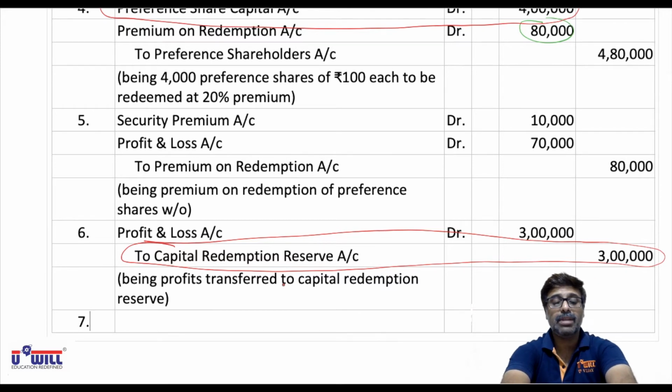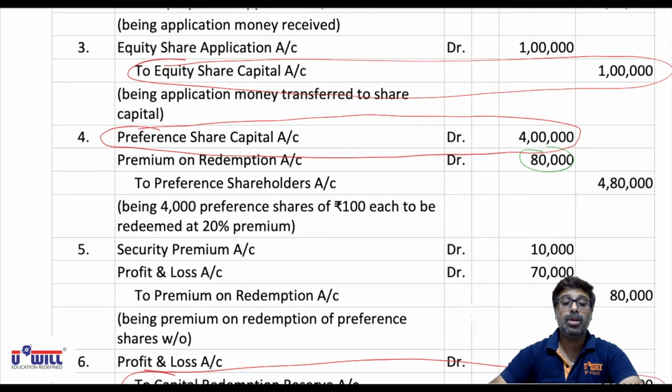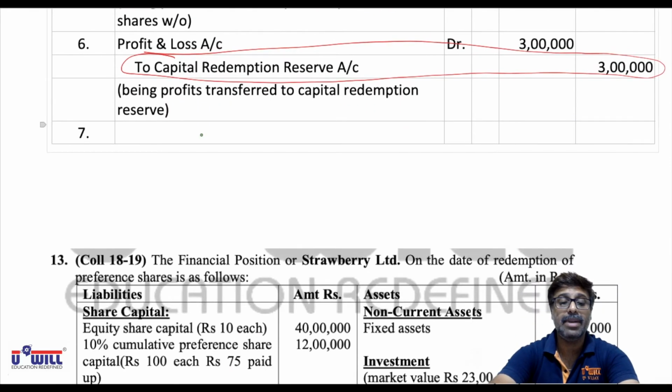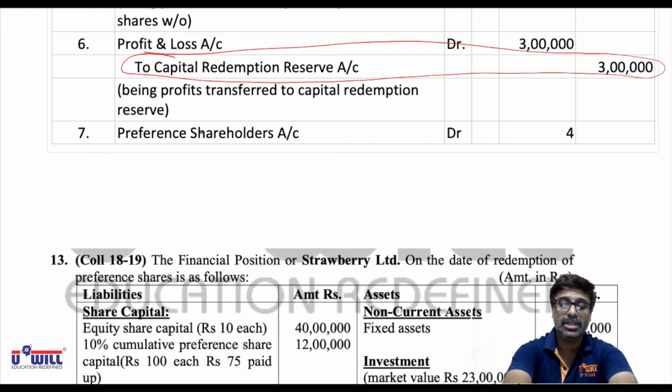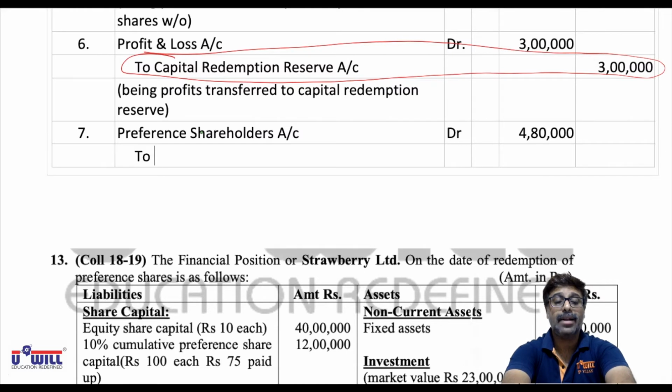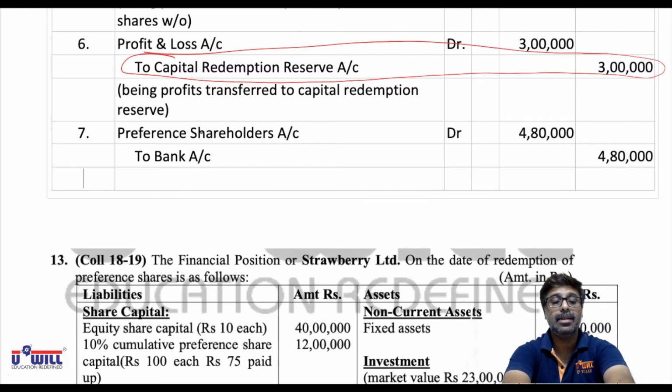And last entry for the payment. Okay, we have to make the payment to preference shareholders. See here entry number 4. What payment we have to make to preference shareholders? 4,80,000. So preference shareholders are the receiver, debit the receiver, preference shareholders account debit with 4,80,000 to bank account. Okay, bank is the giver, credit the giver, to bank account 4,80,000. Being payment made to preference shareholders.